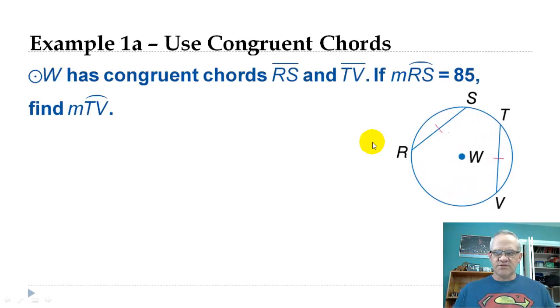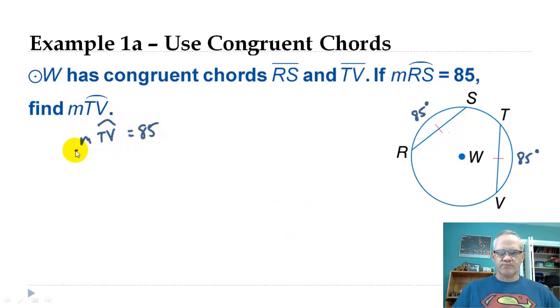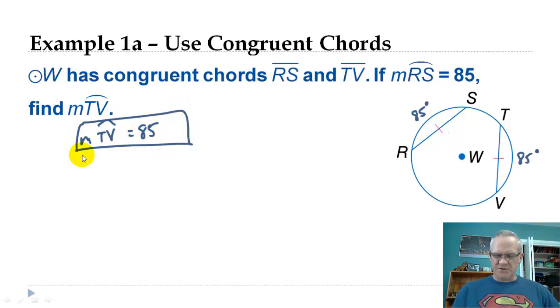All right, let's take a look at a quick example. In this example, it tells you that RS is congruent to TV, and the measure of arc RS is 85 degrees. It says find TV, so that's this one over here. If the chord RS is congruent to the chord TV, and arc RS is 85, then arc TV has to be 85. So the measure of arc TV would be 85. Pretty easy, right?